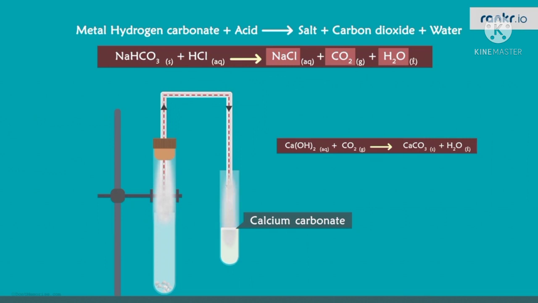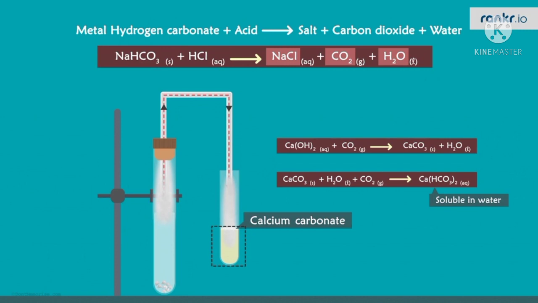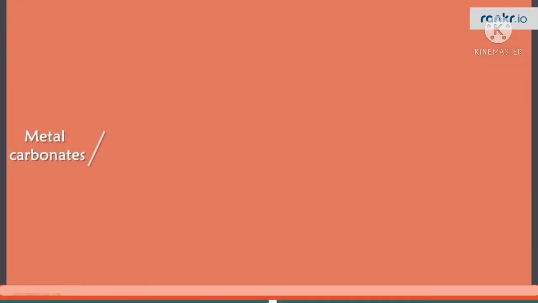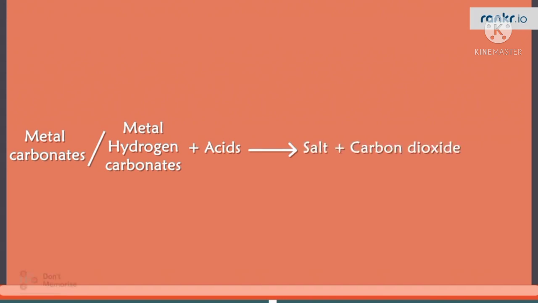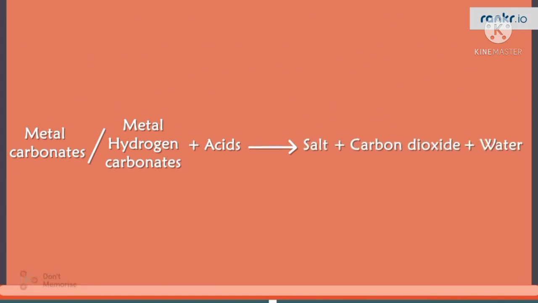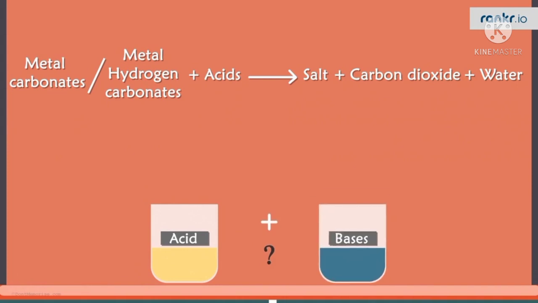Students, observe the equations closely. Na2CO3 plus 2HCl gives 2NaCl plus H2O plus CO2, and NaHCO3 plus HCl gives NaCl plus H2O plus CO2.